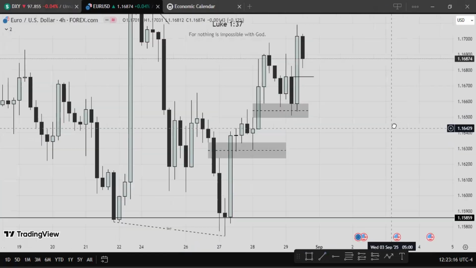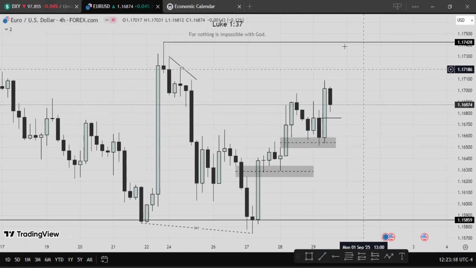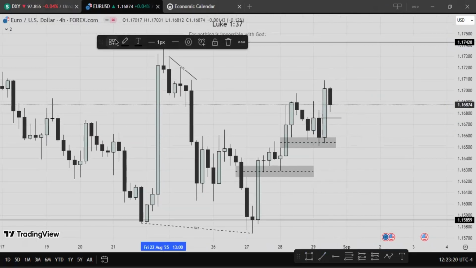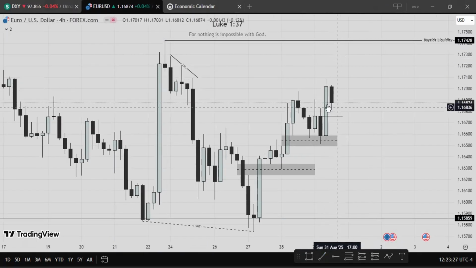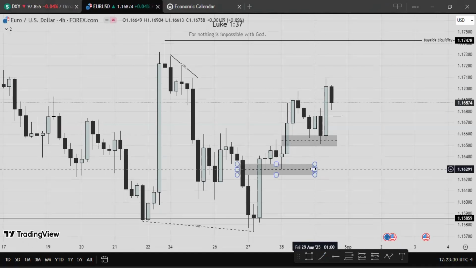That's low resistance. So I'm gonna expect us to push higher, coming for that. This is exactly how I look for my entries.